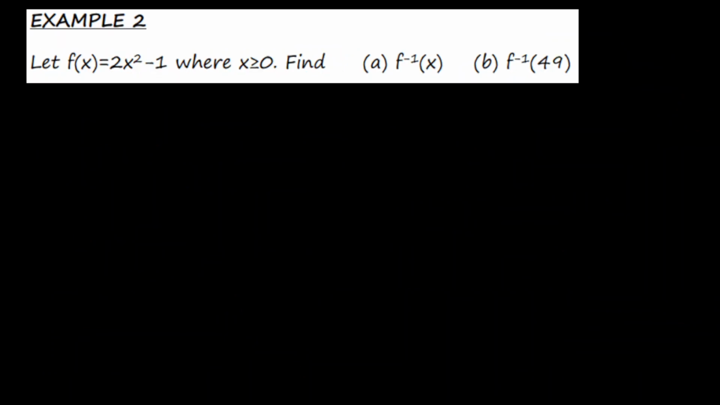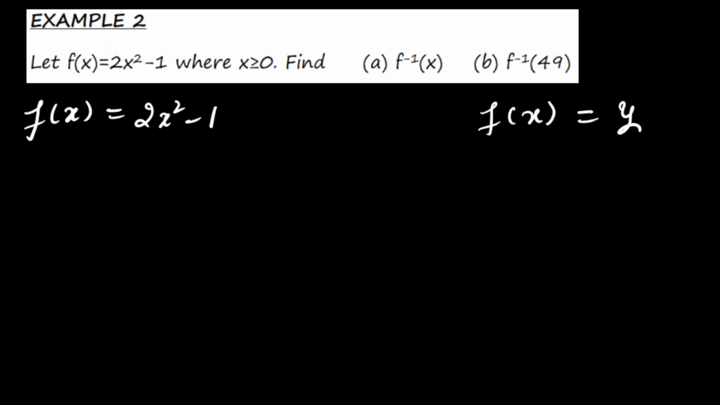Let's do one more example. We have to find the inverse of a function. The function is given to us, f(x) is equal to 2x square minus 1. So what was the first step? First step was to write f(x) equal to y. So here I am writing y in place of f(x), y equals 2x square minus 1. So that was the first step.